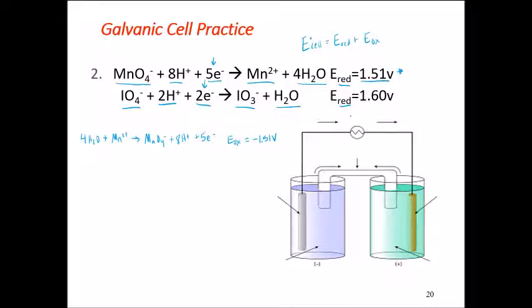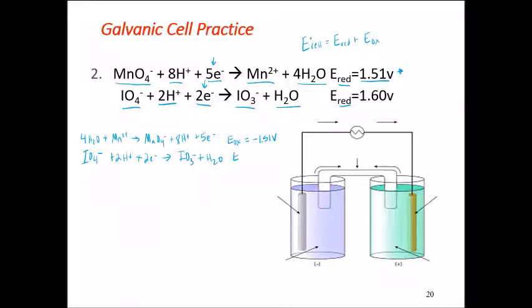Now I'm going to also rewrite the other one below too, because eventually for balancing purposes, I'm going to have to multiply through to get my electrons to balance. So this is, I'll use periodate. Iodate plus the 2 hydrogen plus the 2 electrons. Sorry, this is the iodate and the water.